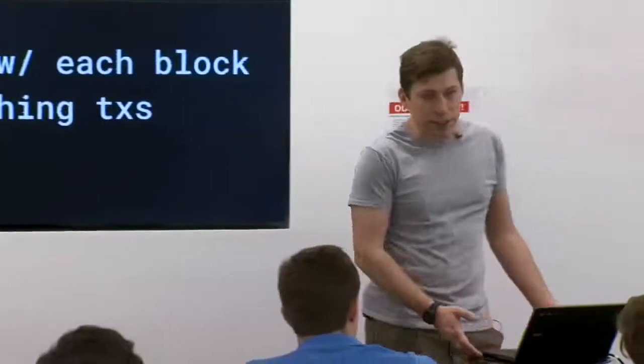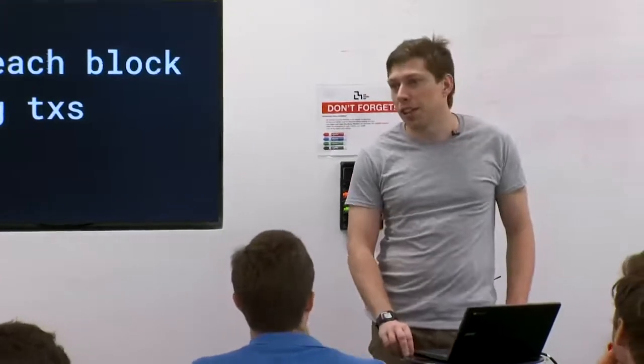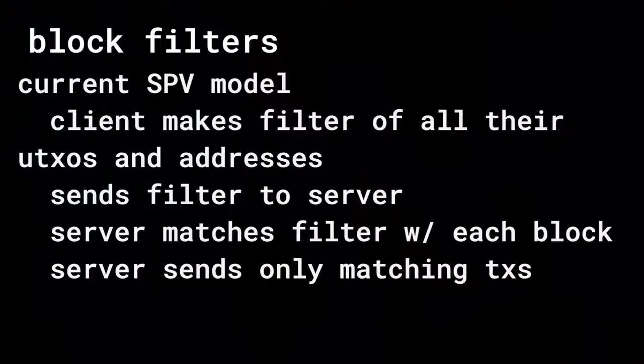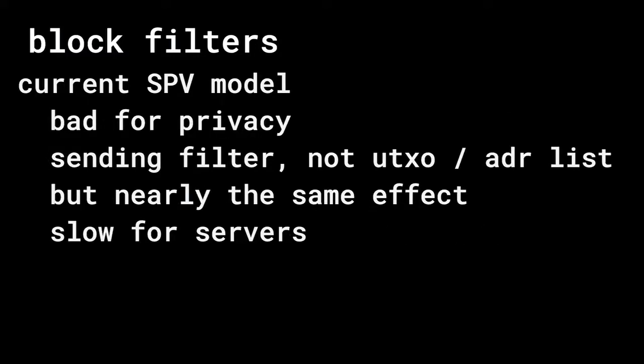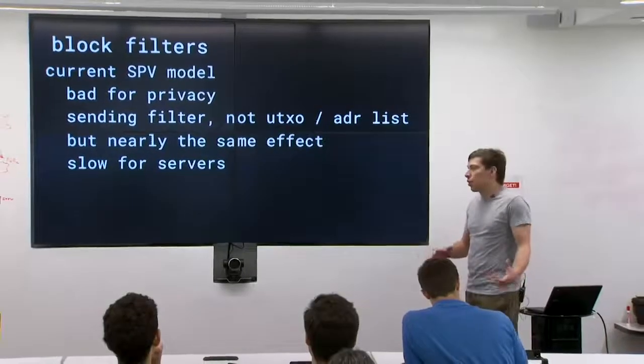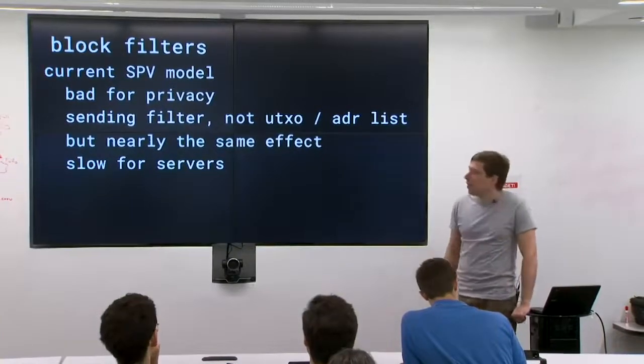Okay, so this is nice, right? You can sync the entire chain in way less data and have SPV security. Problems: it's really bad for privacy. You're sending a Bloom filter, right? So it's this thing that's created from your list of addresses.